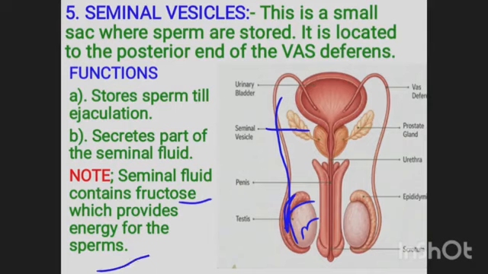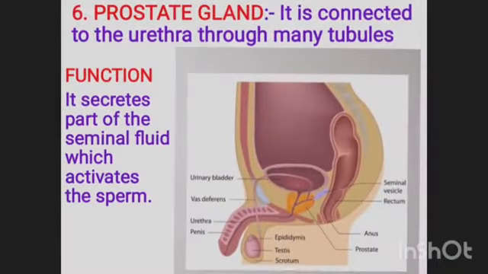So the sperm actually need a lot of energy to be able to swim to the egg to fertilize it. So one of the functions of the seminal vesicle is that it provides seminal fluid which contains fructose, which the sperm requires as energy to be able to swim and fertilize the egg. All right, so let's move on to the next one.